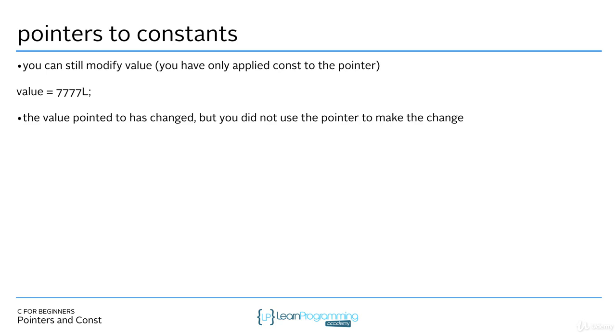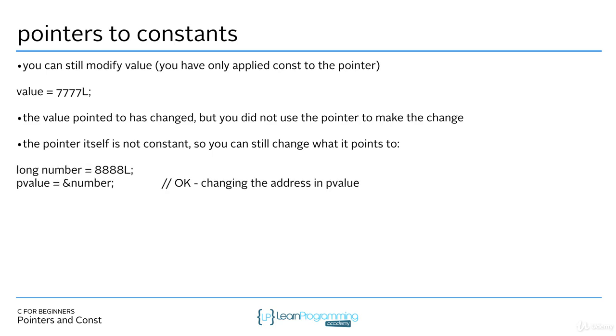The value pointed to has changed, but you did not use the pointer to make the change. The pointer itself is also not a constant. The pointer, remember, contains an address. We didn't declare the pointer to be a constant. We declared what the pointer is pointing to to be constant. So we can still change the pointer as well. If we declared a new variable called number, we can say pvalue equals the address of number. That's perfectly fine because we're changing the address held by the pointer. We're not changing the value of what the pointer was pointing to.